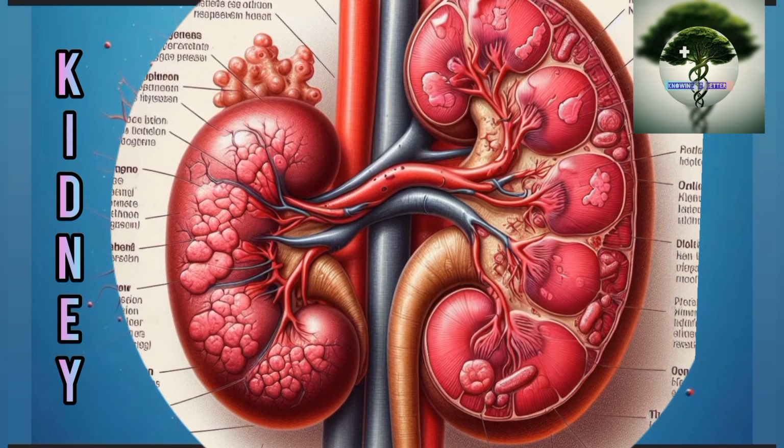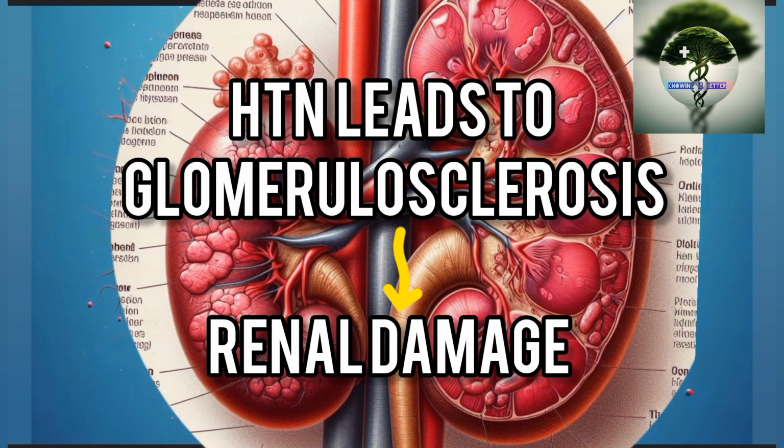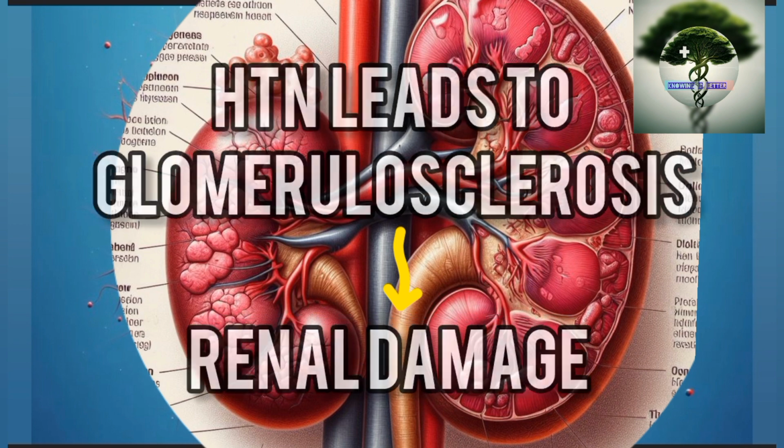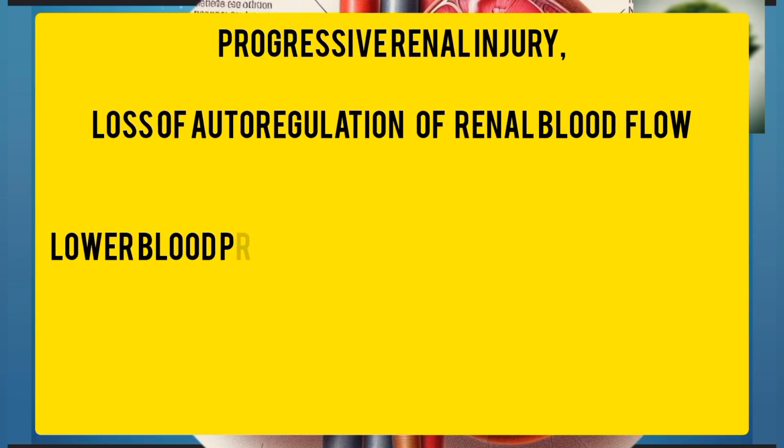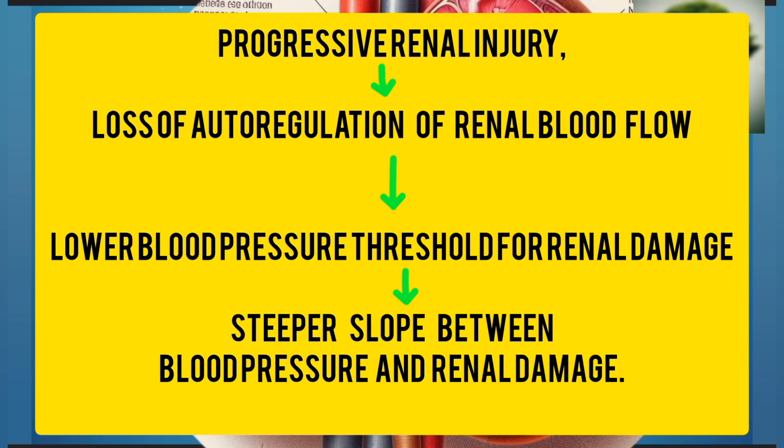Atherosclerotic hypertension-related vascular lesions in the kidney primarily affect preglomerular arterioles, resulting in ischemic changes in the glomeruli and postglomerular structures. In progressive renal injury, there is a loss of autoregulation of renal blood flow, resulting in a lower blood pressure threshold for renal damage and a steeper slope between blood pressure and renal damage.